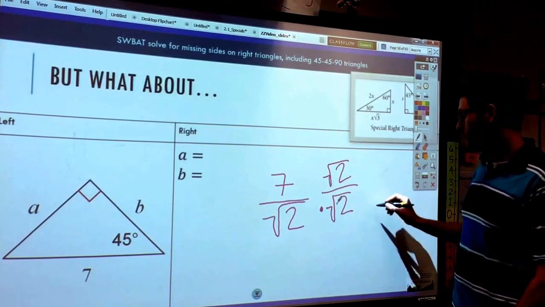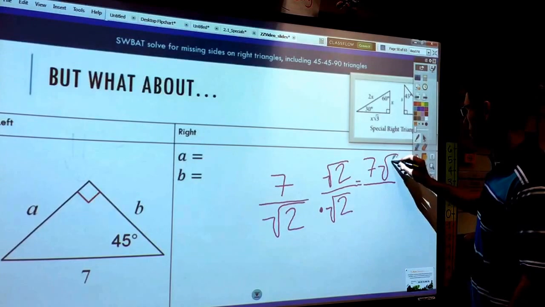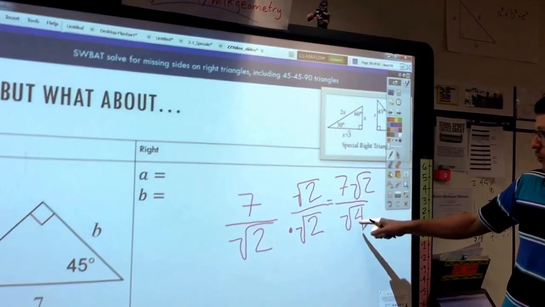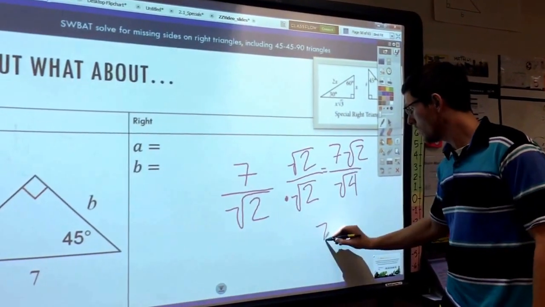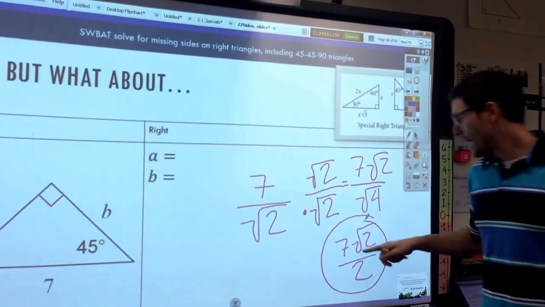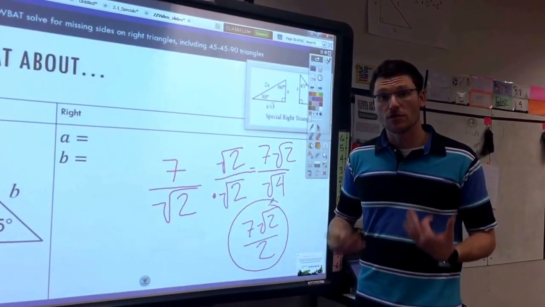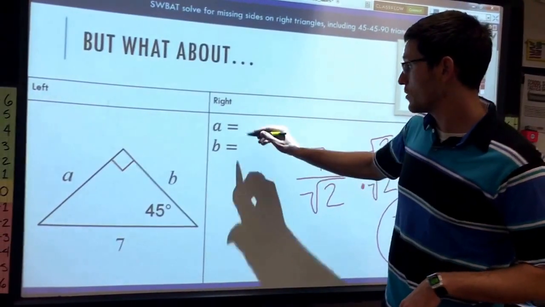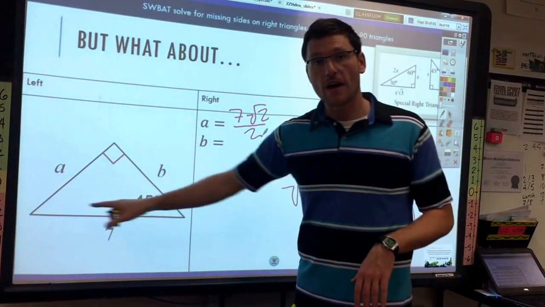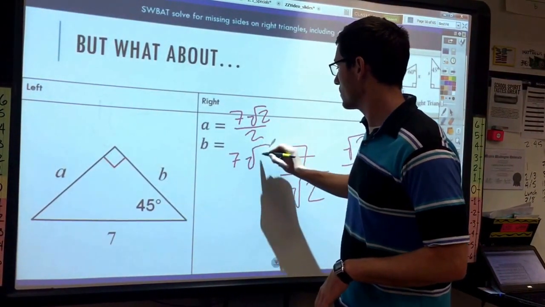Okay, square root 2 times the square root of 2 is going to end up giving us square root of 4. Okay, I can't reduce the top anymore, but square root of 4 is just 2. So what we end up with is a fraction that looks like this. And it looks a lot sloppier than what we started with, but this is actually the most reduced version of a and b. So one of these sides is 7 square root 2 over 2. And remember, with the 45, 45, 90, both legs are the same. So this actually is the answer for both of these.